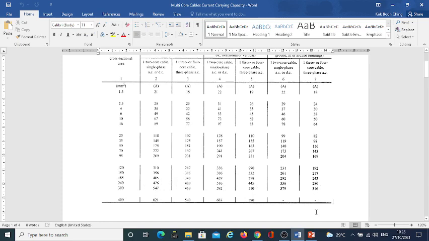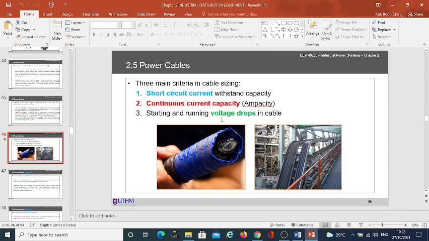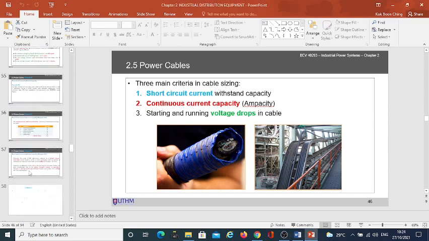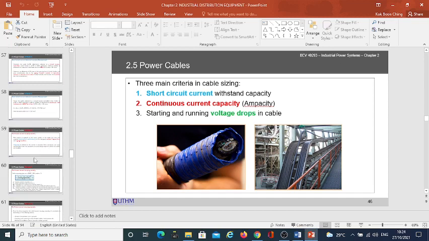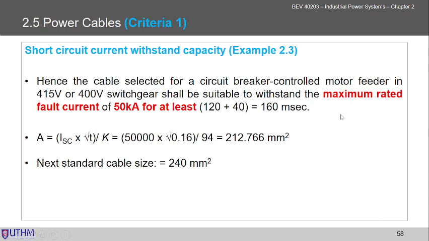So this is the so-called short circuit current withstand capacity criteria, which is criteria number 1. I will see you in part 2 for criteria 2 and 3, as well as the rest, 2.6 and 2.7, of our chapter 2. Right, thank you very much. See you later.